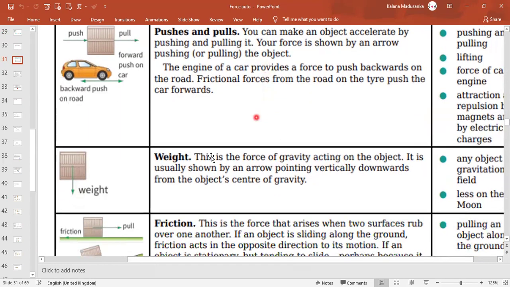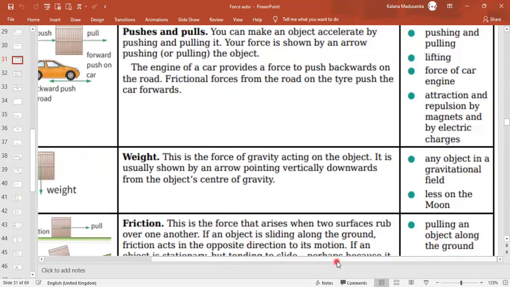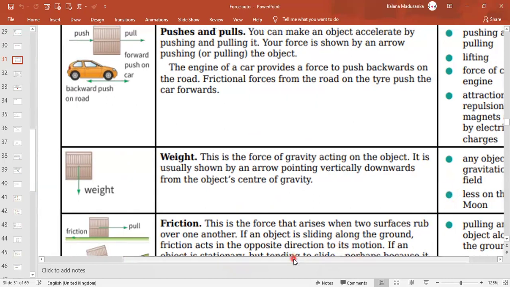Then the self weight: it starts from the center of gravity of an object, perfectly perpendicular to the Earth's surface. That's called weight. Weight is measured in newtons, not in kilograms. If I define it, it is the force of gravity acting on the object. It is usually shown by an arrow pointing vertically downwards from an object's center of gravity. Similar examples: any object in a gravitational field, and it is actually less on the moon due to the moon's gravity.